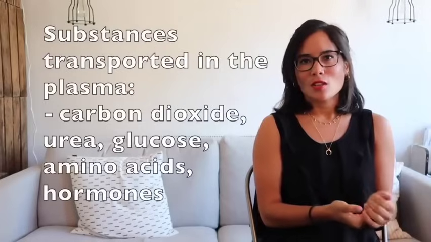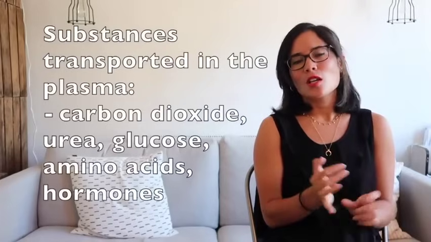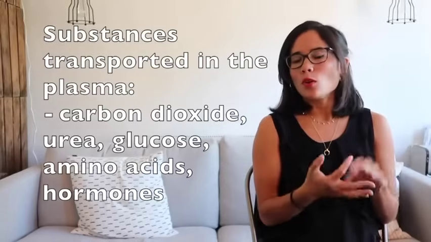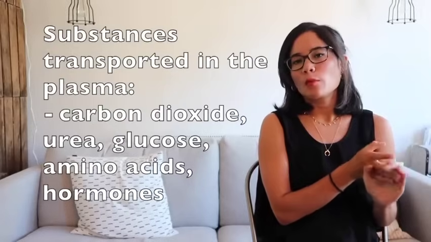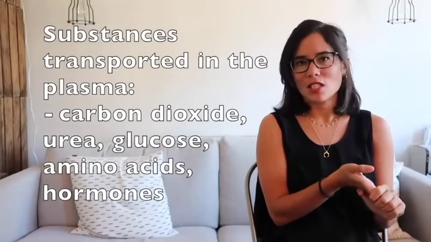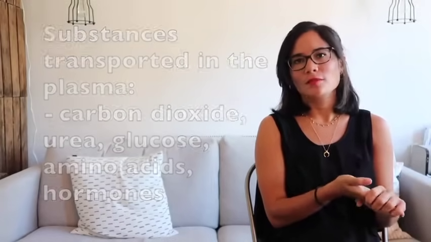What sorts of things are transported in plasma? These are going to be our products from digestion, so things like glucose, amino acids, so soluble products. There'll also be hormones being transported. There'll be urea from the liver, which needs to be taken to the kidneys so it can be excreted, and carbon dioxide.